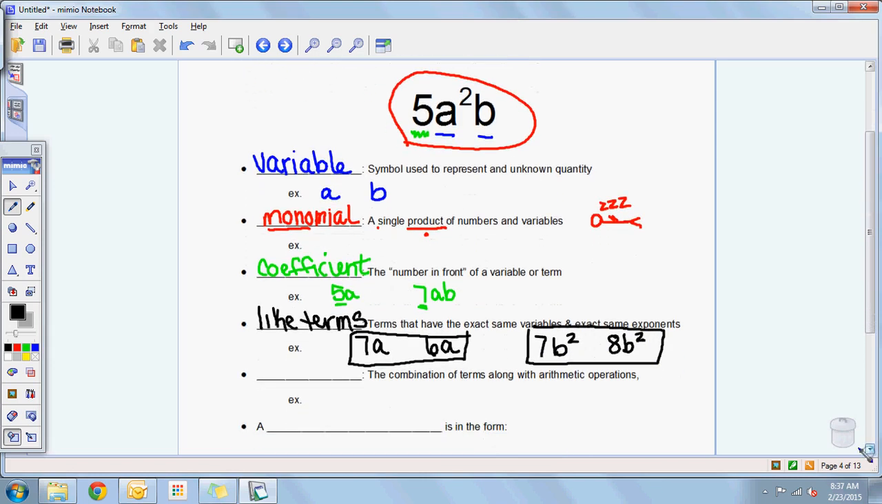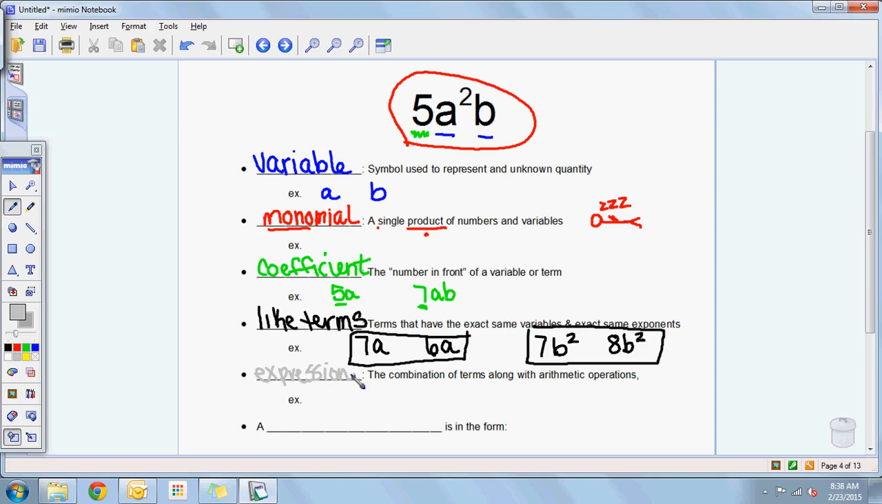Okay. A combination of terms along with arithmetic operations is called an expression, and that's what we're going to be simplifying today. So an expression, notice it's very different than an equation. It doesn't have an equal sign in it. You're just simplifying. You're not going to be able to solve these today. I'm so sorry. You'll probably want to because you're so good at solving, but you're not going to be solving today. You're just going to be simplifying, okay?